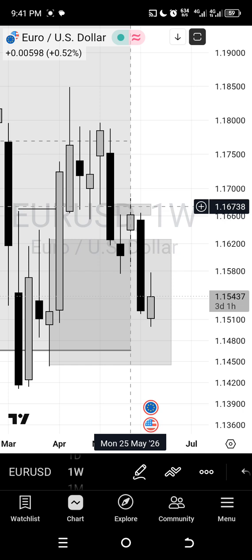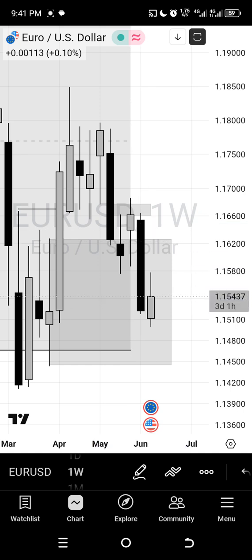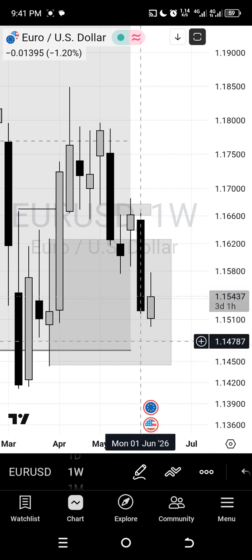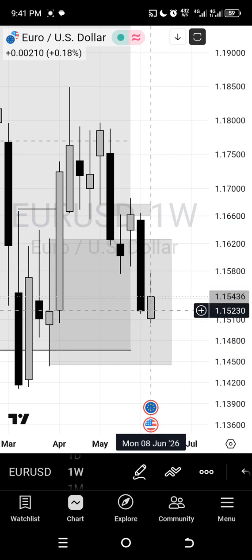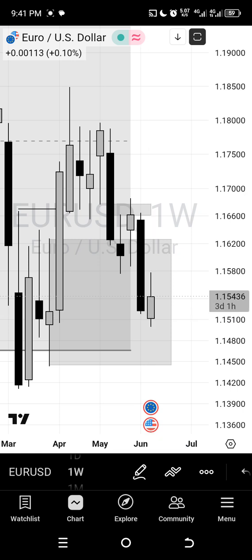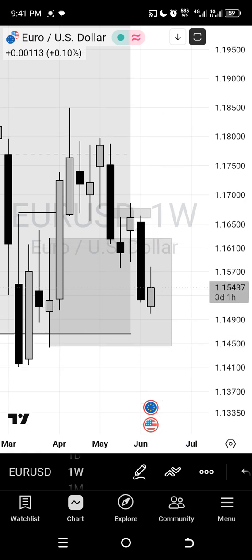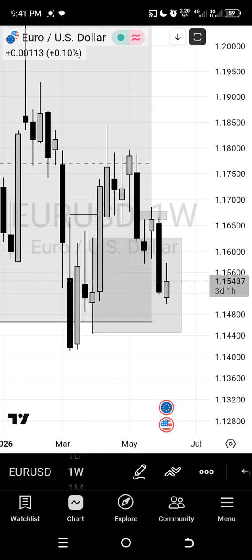So based on key levels, we can trade from the key level and we can trade the journey from the key level. Okay, last week's candle closed bearish. Today you can see we are on this current week. So now I'm done with my weekly breakdown.